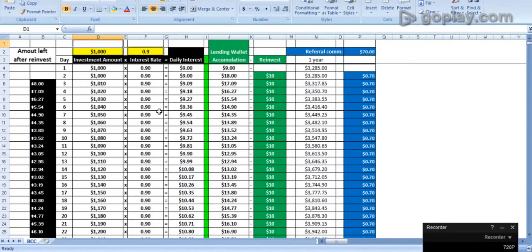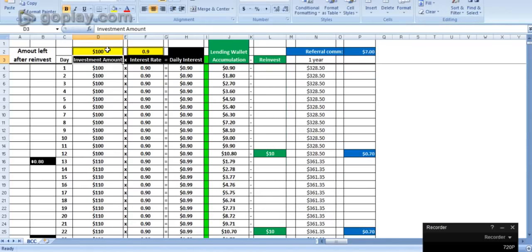But I was showing yesterday this spreadsheet and I saw some other people using it, so I thought it was really interesting. So I went ahead and made one for myself.